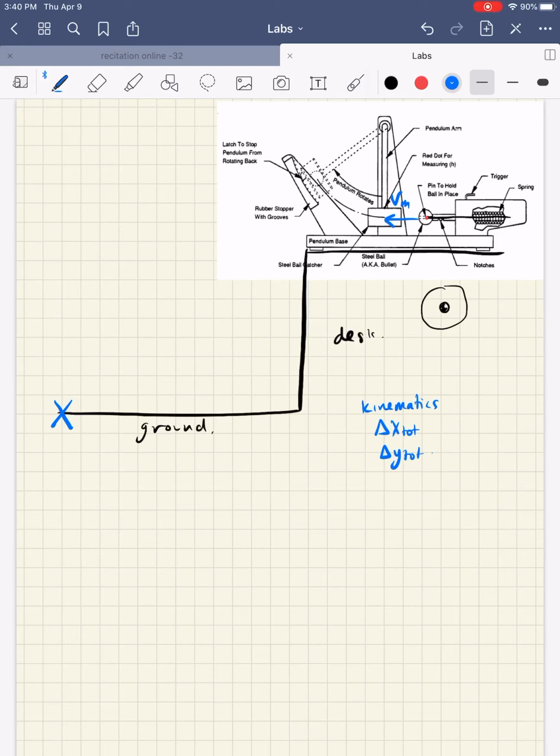What we want to measure to get delta X total is the distance from here on the ground to the edge of the desk, plus the distance from the edge of the desk to the center of mass of the ball as it's launching. In the laboratory, they call this position right here delta X naught, and they call this position delta X. So delta X total of the ball during its flight will just be delta X plus delta X naught.